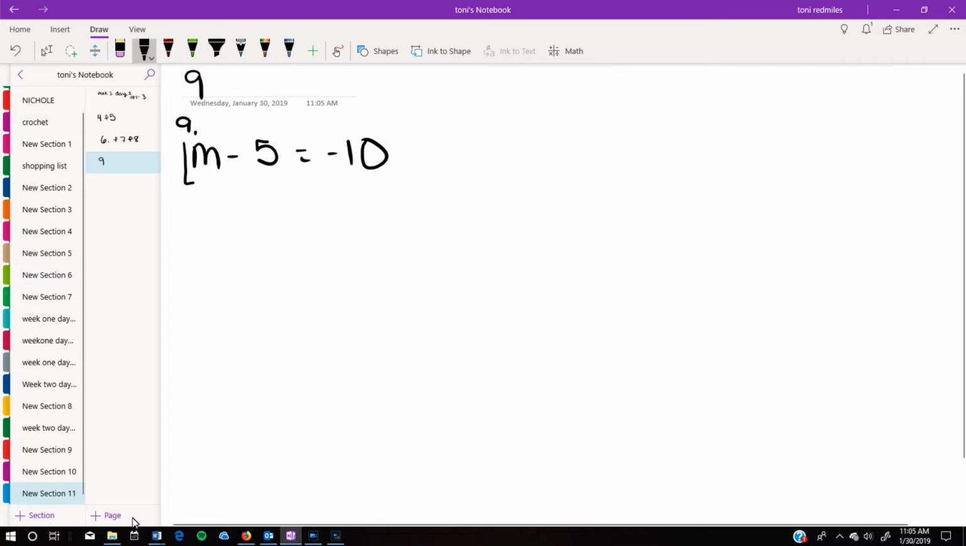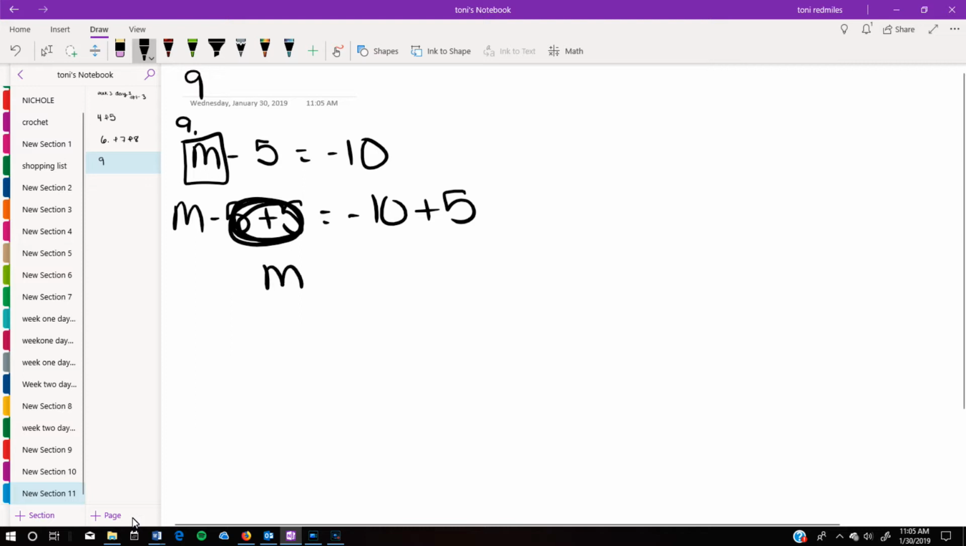Alright, so I have to ask myself, what is the 5 doing to the m? It is subtracting the m. So I am going to add to get that desired 0 on this side. And what I do to one side, I got to do to the other. So minus 5 plus 5 is 0. So all I have is m, because m plus 0 is still m. It doesn't change it. That has to do with our rules we talked about. So negative 10 plus 5 is going to give me a negative 5.